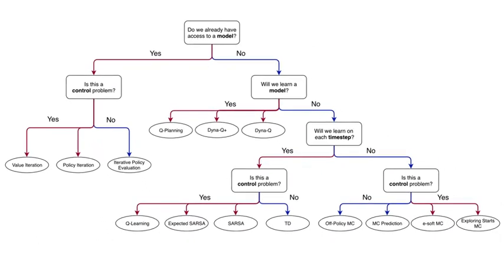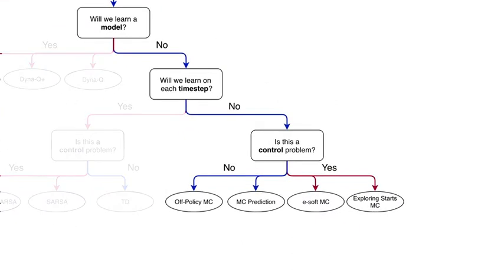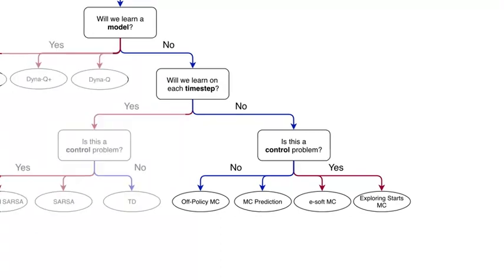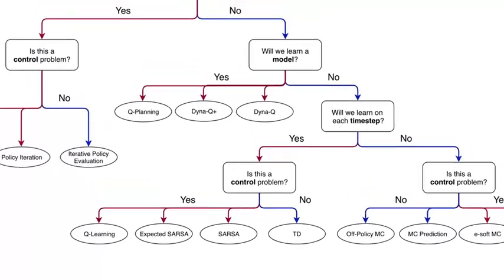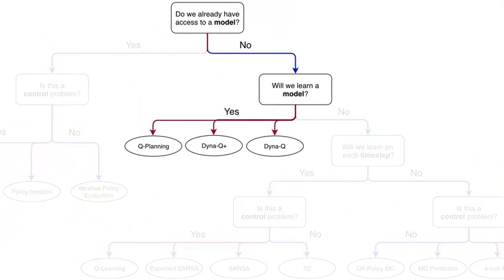In the next course, we covered sample-based methods. We first talked about Monte Carlo methods, which must wait until the end of an episode to make updates. We learned about 2 Monte Carlo methods for prediction and 2 for control. After that, we introduced you to temporal difference learning. This family of algorithms allows the agent to make updates to the value function and policy on each step of the episode. Here, we learned about some of the most widely used algorithms from reinforcement learning, including Q-learning, SARSA, and expected SARSA.